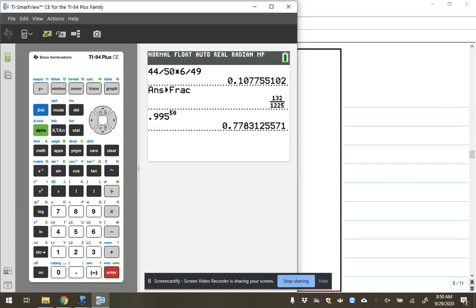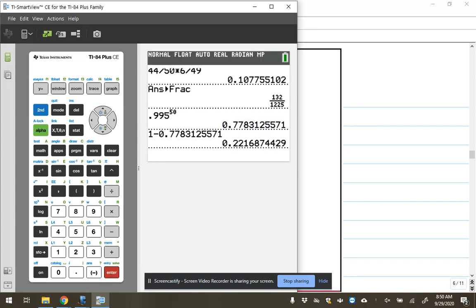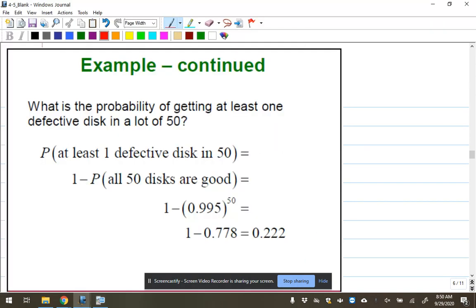That number is 77.8% or so, and we're going to subtract that from 1. To 3 significant digits, that would be 0.222.